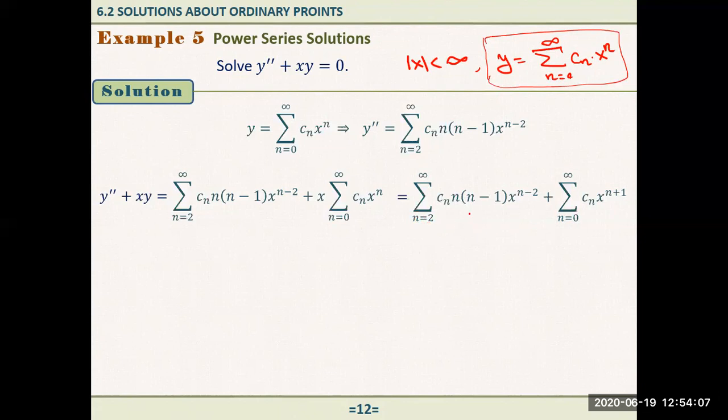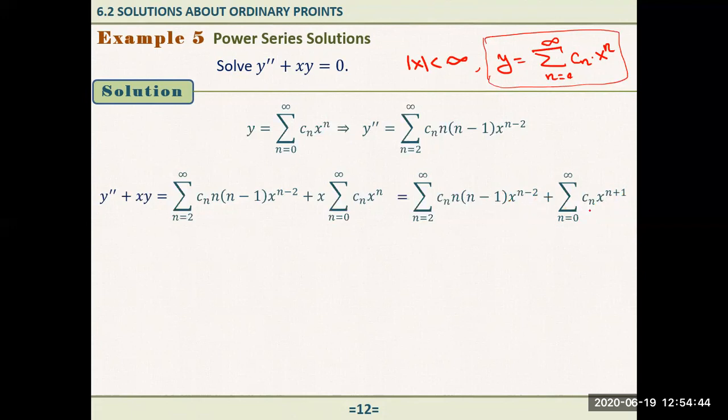For example, when n equals 2, the first term of this power series is c sub 2 times 2 times 2 minus 1, which is 2, and x to the power 2 minus 2, which is x to the power 0. So the first term does not have x, which means we can just take this out. The next term has x to the power 1. But here, when n equals 0, we have 0 plus 1, x to the power 1.